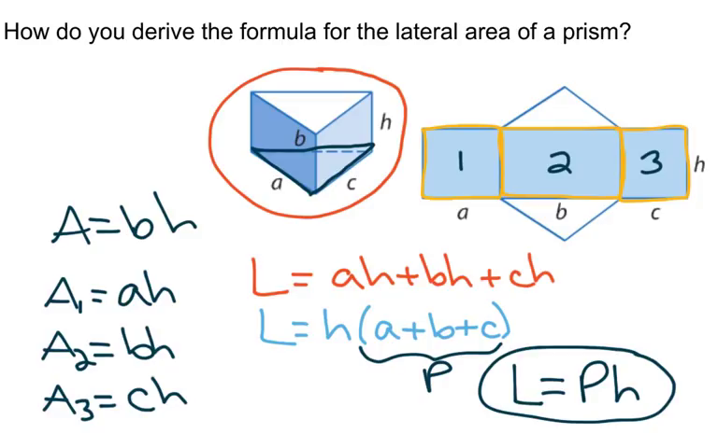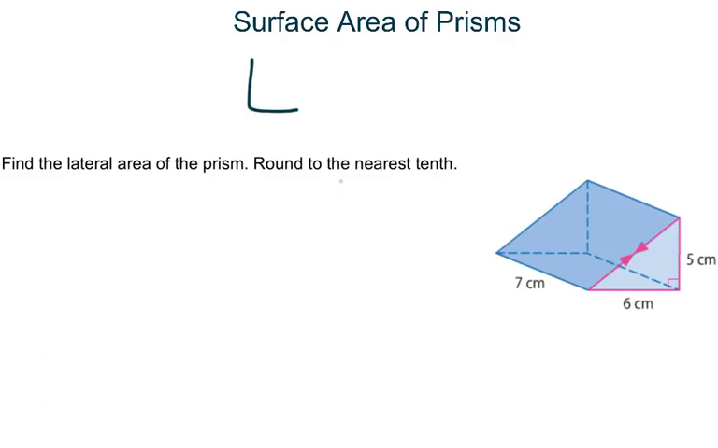And again, know what variables stand for. Formulas are no good if you don't know what variables stand for. That P is the perimeter of the base, h is the height of the prism. So now let's put that into play here. So again, let's write that out. Lateral area is perimeter times height. So find the lateral area of the prism, round to the nearest tenth.